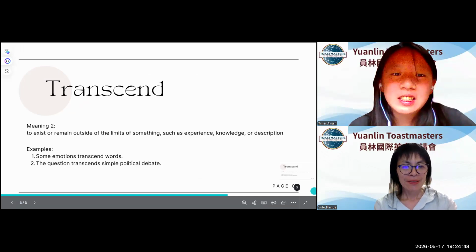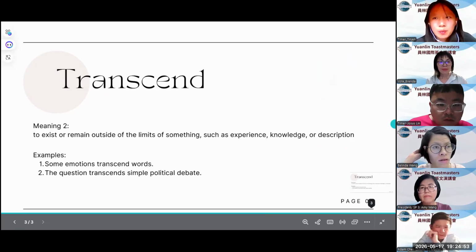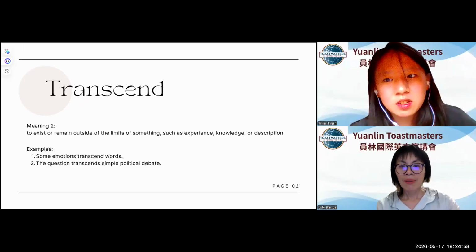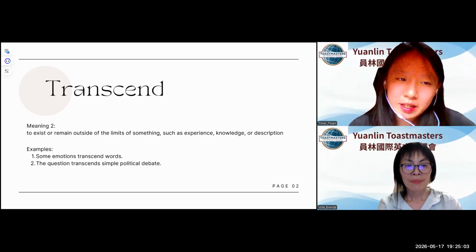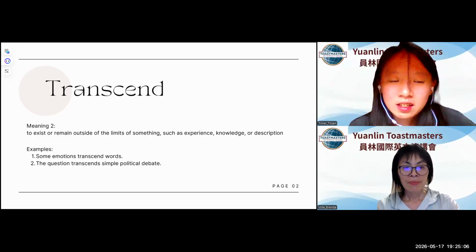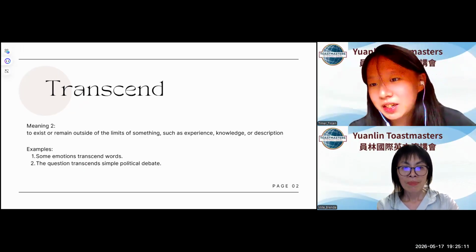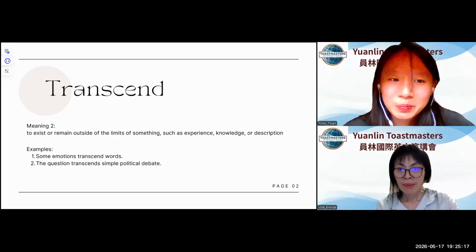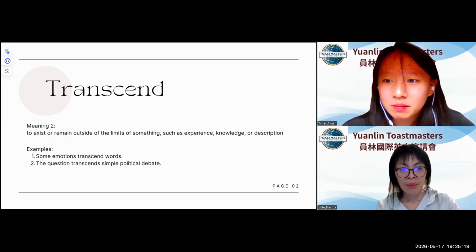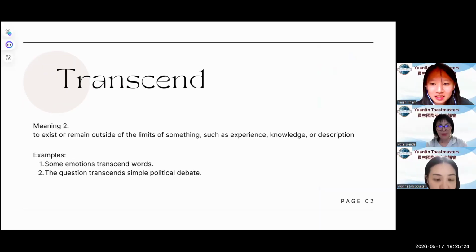The second meaning is to exist or remain outside of the limits of something, such as experience, knowledge, or description. Here are also some examples. The first one is: some emotions transcend words. And the second one, is there anyone who wants to read this sentence for me? Me. The question transcends simple political debate.